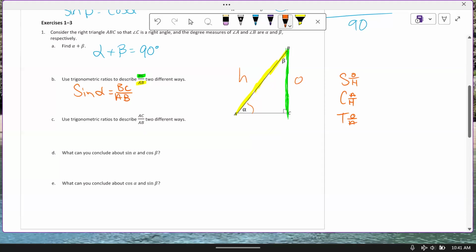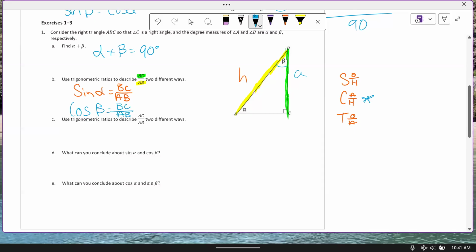Now, if we look at it in terms of beta, because it says two different ways, so let's look at it in terms of our beta. Now, this BC is an adjacent line to our beta, and our AB is still the hypotenuse. So whatever goes with adjacent and hypotenuse is CAH, right? Cosine. So we would have cosine of beta equals BC over AB.